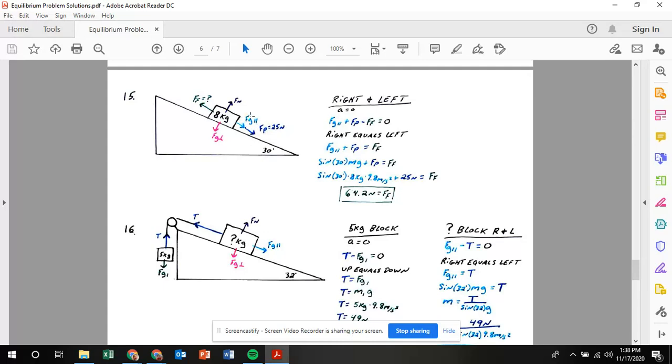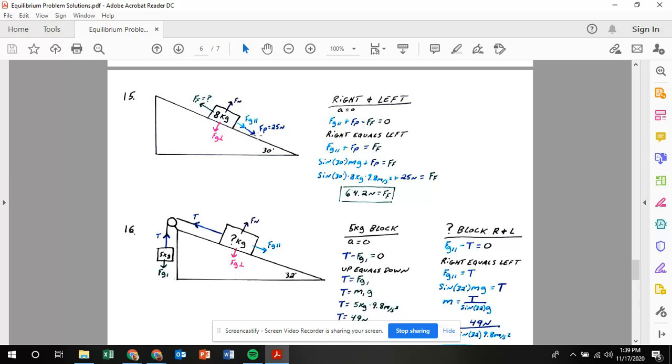Force of gravity parallel always goes down the hill. And force of friction is going up the hill, trying to prevent you from sliding it down. The normal force is in its usual spot, as is force of gravity perpendicular. We're trying to find the force of friction here. That's why it has a question mark on it.